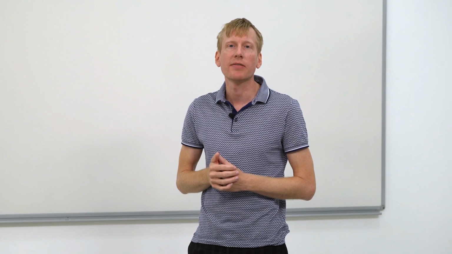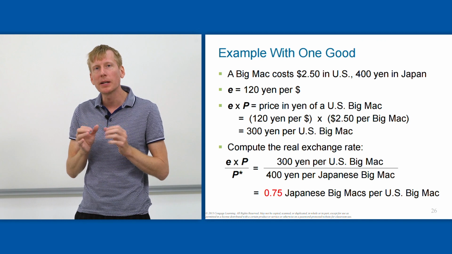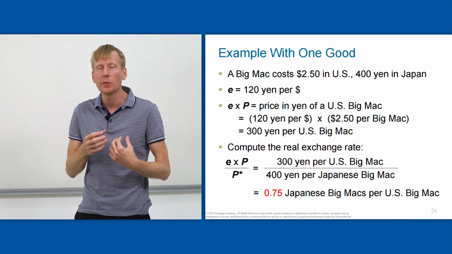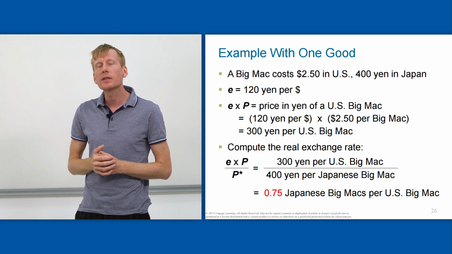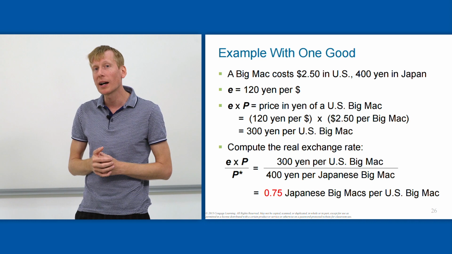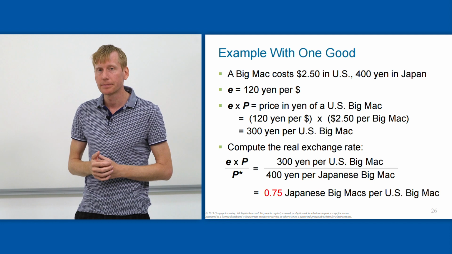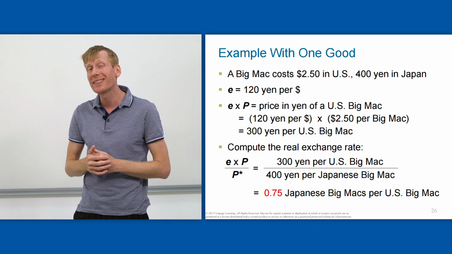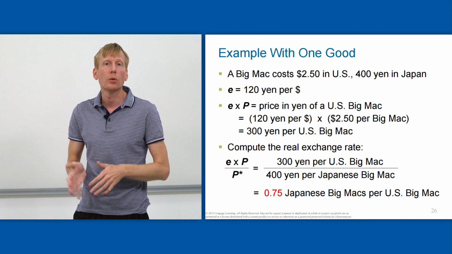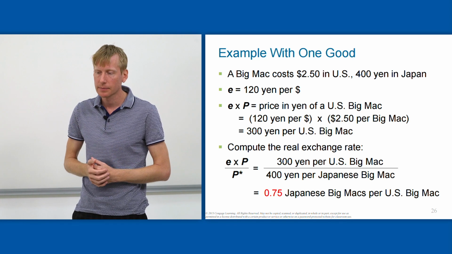Here's an example. I want to use one good so we can easily define what the price is. And this one good will be a Big Mac. Obviously, a McDonald's Big Mac sandwich is the same whether it's produced in the United States or Japan, so we don't need to think about product quality. Suppose in the United States that Big Mac costs $2.50. Suppose in Japan that Big Mac costs 400 yen. Also suppose that the nominal exchange rate is 120 yen per US dollar. So you could go to any exchange booth, give them $1 and get 120 yen.